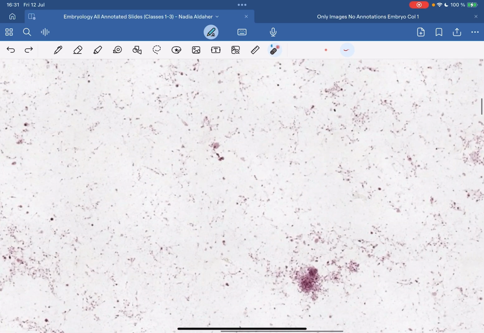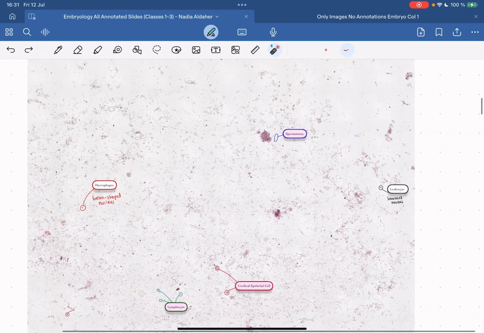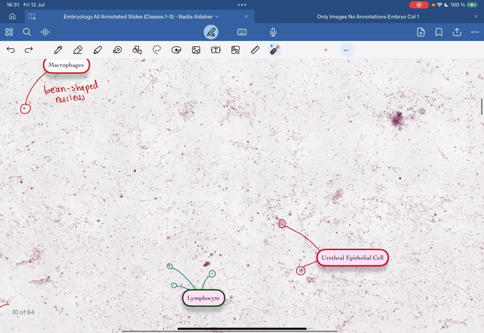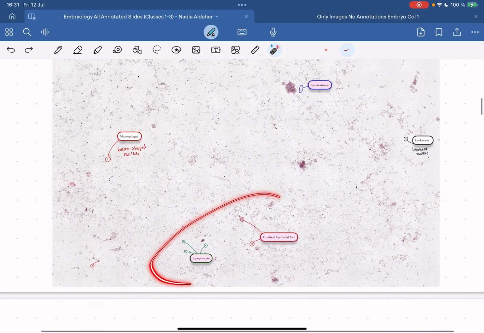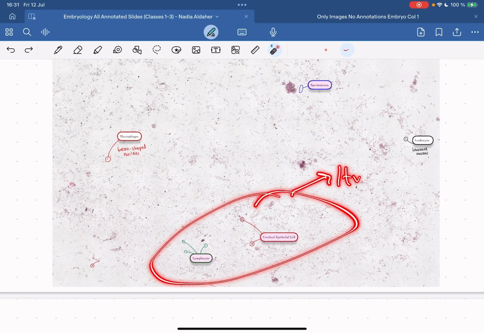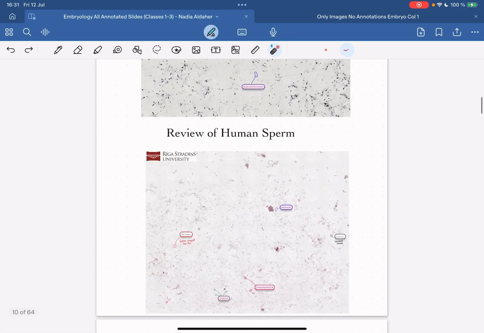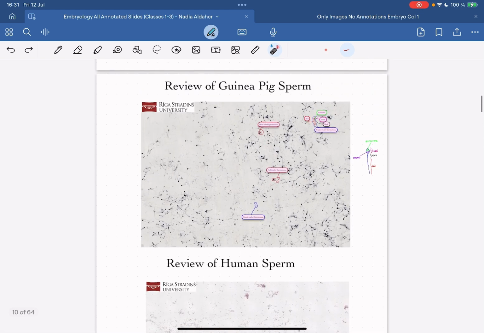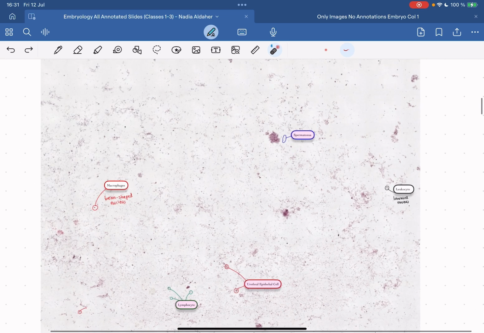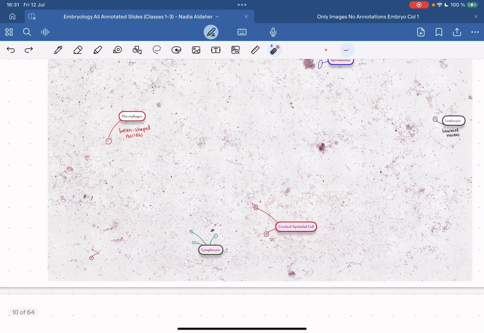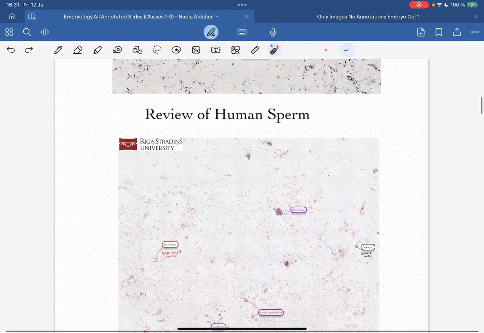For human sperm, again, very chaotic, and usually just single-tailed spermatozoa. But you definitely can see some lymphocytes, you can see some urethral epithelial cells. This exists in human sperm, but you can't really see it in guinea pig sperm. Okay. And that's how you know that you're in humans. So if you get a sperm slide and you see the urethral epithelial cell or the lymphocyte, you definitely know that you're in human sperm and not in guinea pig sperm.